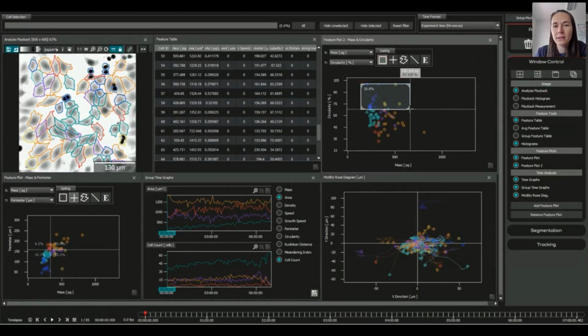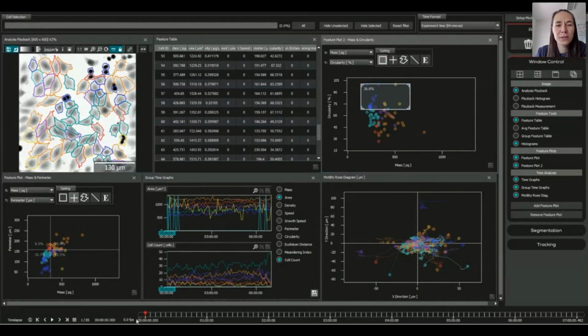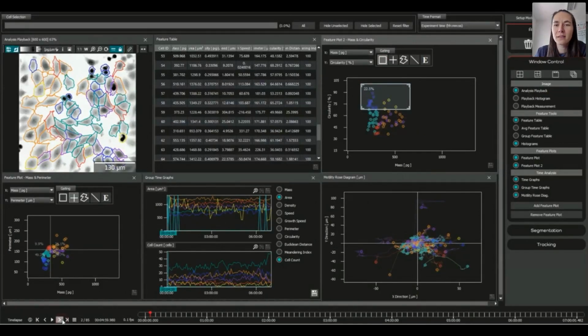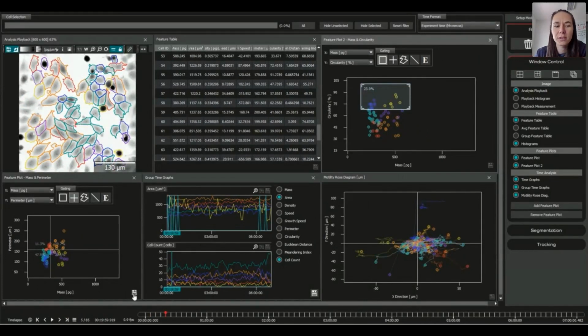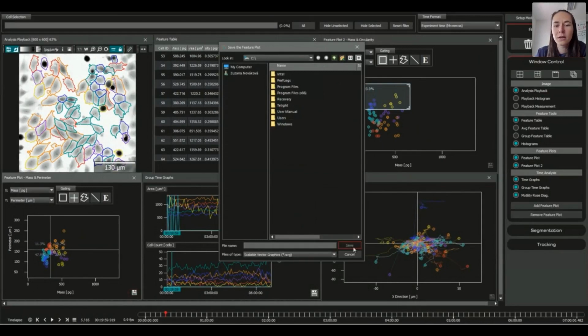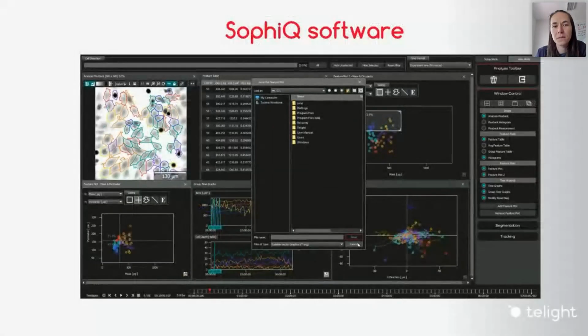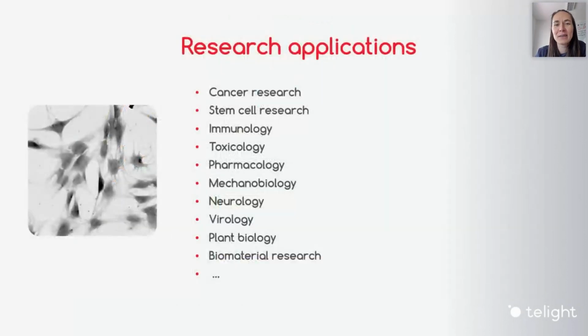So the system has quite nice colorful connectivity, and then you can play the time lapse and export the graphs directly in the format of vector or raster graphics, or in videos, or in CSV to perform the statistical analysis in different software. So this is the SophiQ software, but to learn more, that would be another webinar.